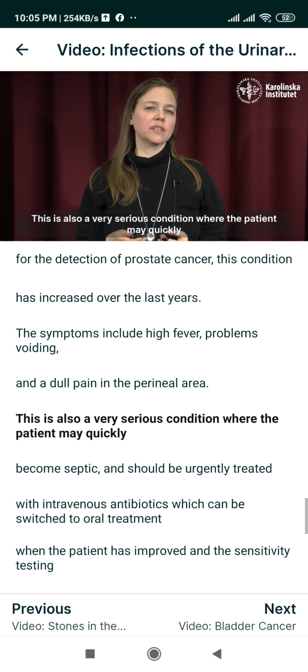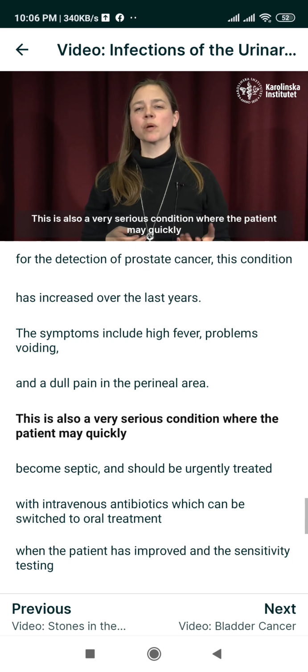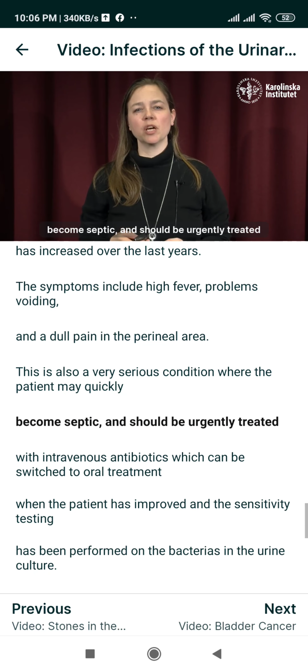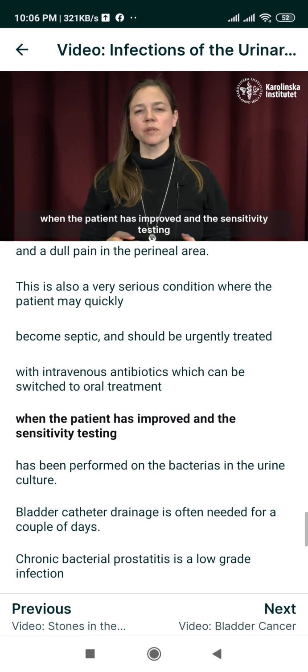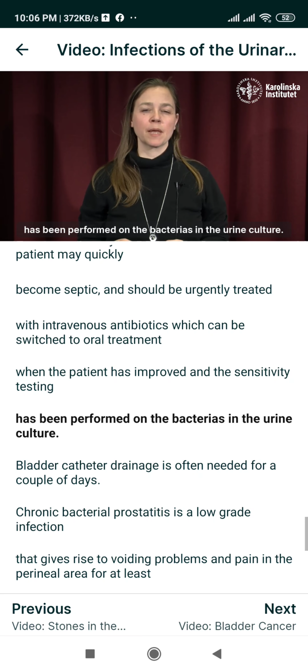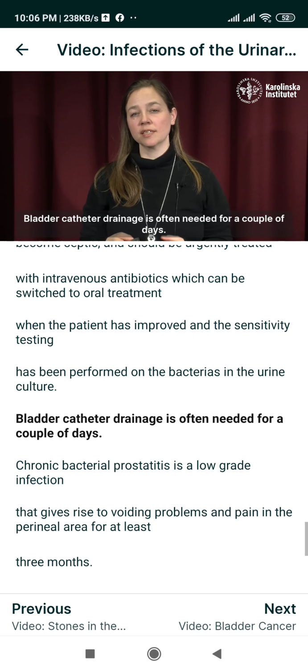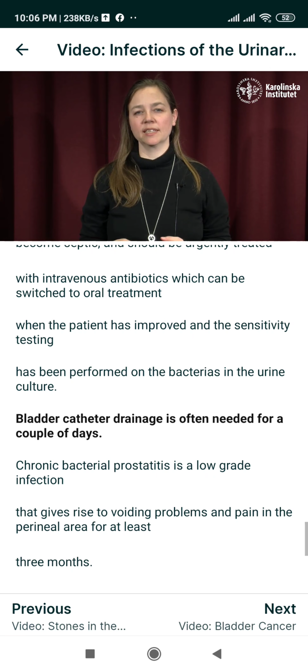This is also a very serious condition where the patient may quickly become septic and should be urgently treated with intravenous antibiotics, which can be switched to oral treatment when the patient has improved and the sensitivity testing has been performed on the bacteria in the urine culture. Bladder catheter drainage is often needed for a couple of days.